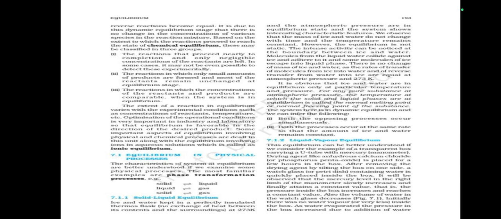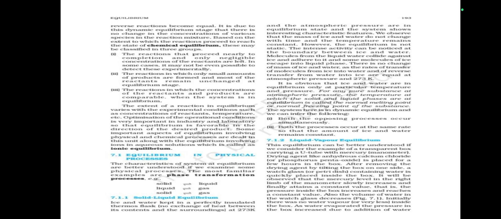Equilibrium in physical processes. The characteristics of system at equilibrium are better understood if we examine some physical processes. The most familiar examples are phase transformation processes: solid to liquid, liquid to gas, and solid to gas. Solid-liquid equilibrium: ice and water kept in a perfectly insulated thermos flask, with no exchange of heat between the contents and surroundings, at 273 Kelvin and atmospheric pressure are in equilibrium state, and the system shows interesting characteristic features.